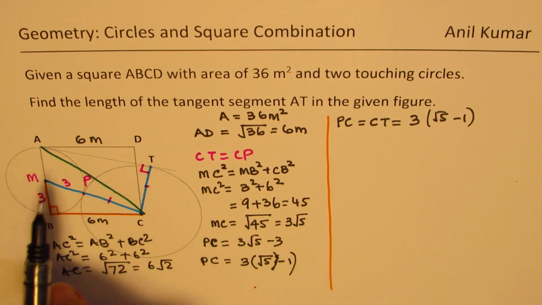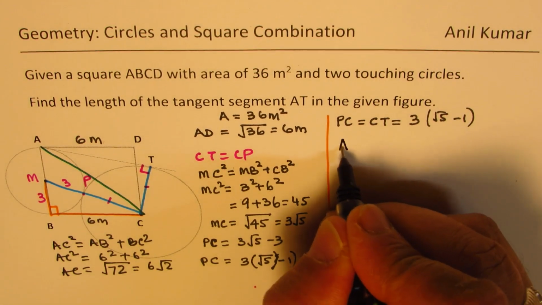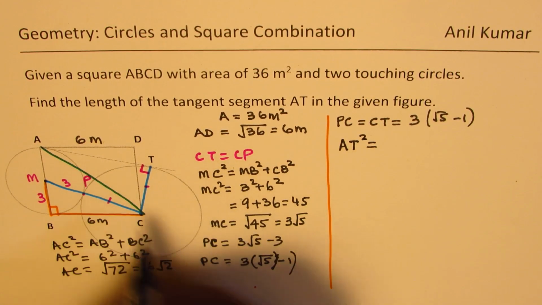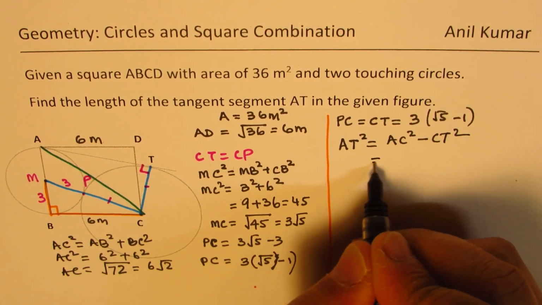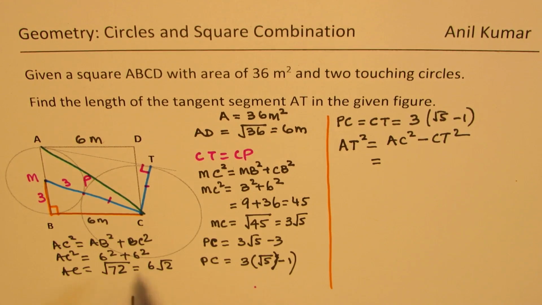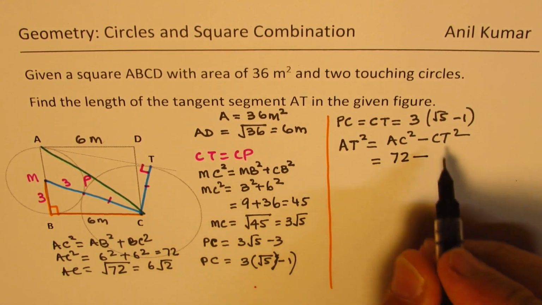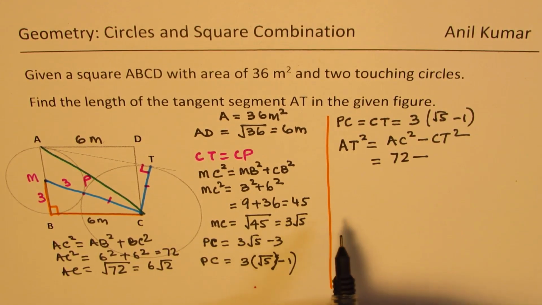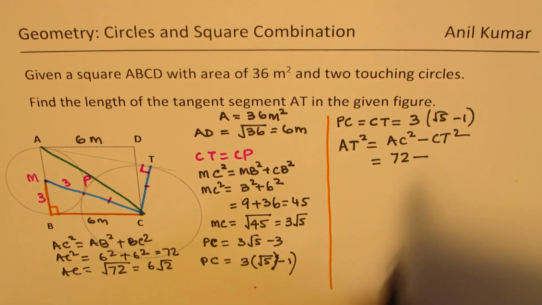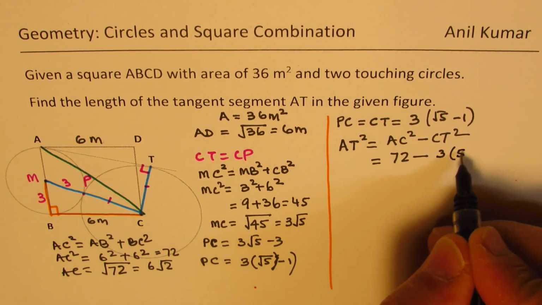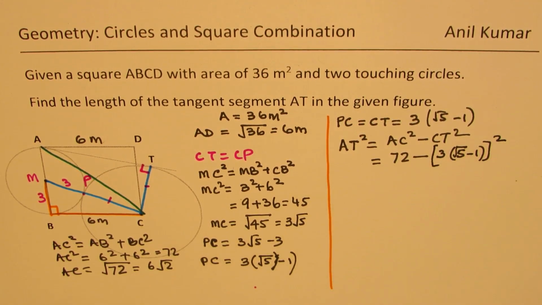We know CT. And now we can easily find what is AT, right? Which we need to figure out. So AT whole square should be equal to AC square minus CT square. So AC square is 72, right? So we can write this as 72 minus CT square. So CT square is basically square of 3 times square root 5 minus 1 whole square. That is what it is, right?